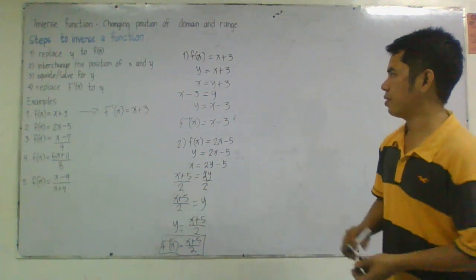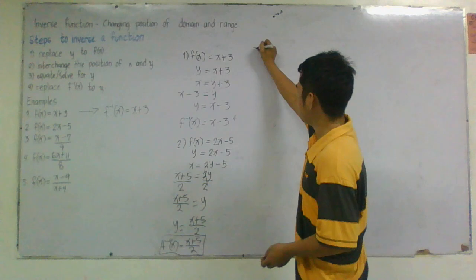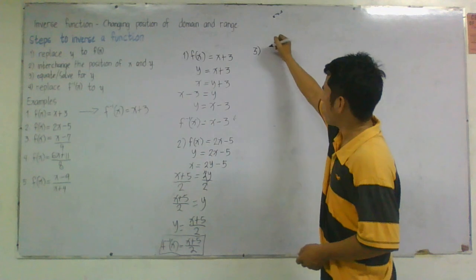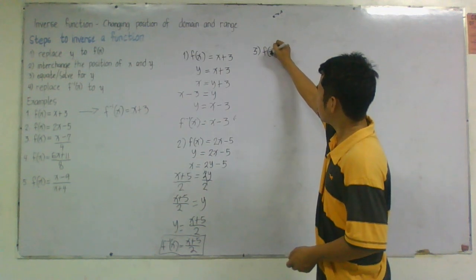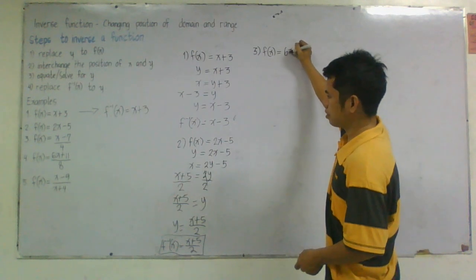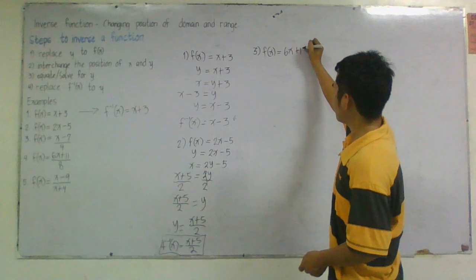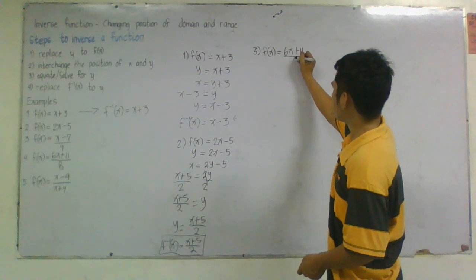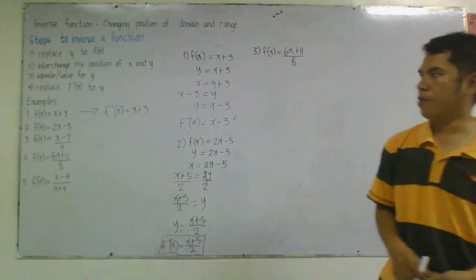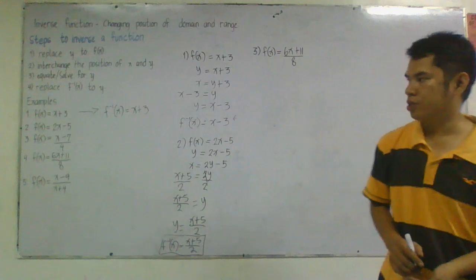So how about number 3? So number 3, we have f of x is equal to (6x plus 11) over 8. Okay? So using the steps to find the inverse function.